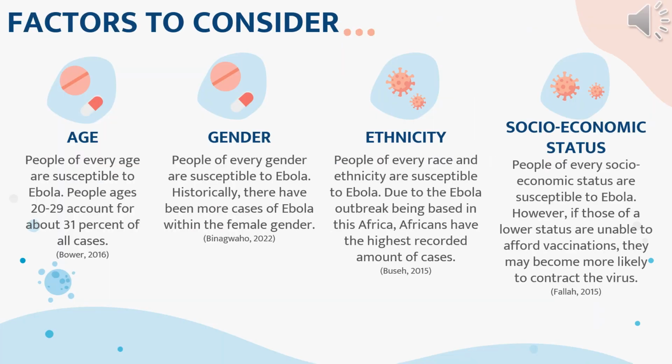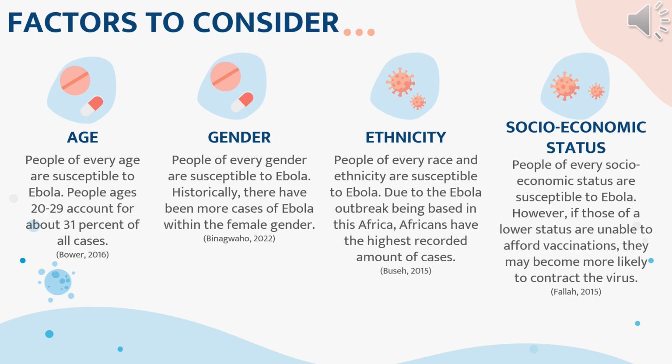As I previously stated, there is no discrimination regarding who can get Ebola. People of all ages, genders, ethnicities, or socioeconomic statuses are equally susceptible to Ebola. As Ebola is still a relatively new virus, there is minimal research on these factors. With that being said, there are so many eye-opening statistics regarding previous cases. For example, those aged 20 to 29 have accounted for about 31% of all cases, and women have been historically more susceptible to Ebola than men.